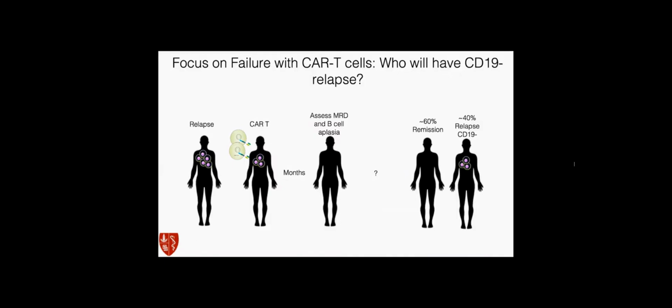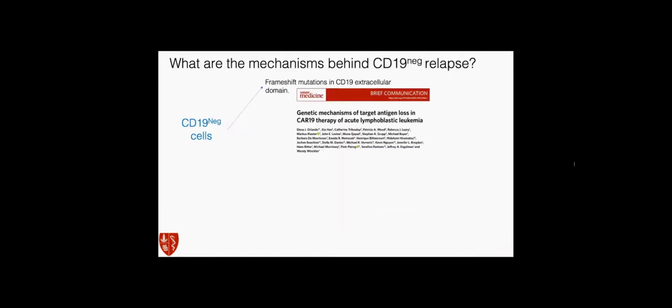So in this project, we really wanted to focus on failure with CAR T cells and try to understand who will have CD19 negative relapses, and if we can understand, at the time that the patient receives the CAR T cells, are there cells within that mixture, billions of cells, that are more likely to become CD19 negative and mediate a relapse. And this is really in line with what we try to do in my lab, which is using mass cytometry as a way to look at primary patient samples and understand cell populations that are associated with clinical endpoints.